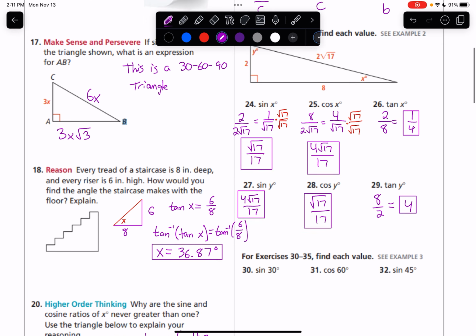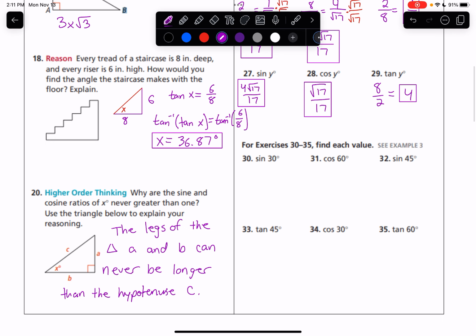All right, next, for 30, 31, 32, 33, 34, 35, these are all straight from your notes. We had an example where we found all of these out using our special right triangles. So we can just copy them into here. The sine of 30 is 1/2. Cosine of 60 is 1/2. Sine of 45 is root 2 over 2. Tangent of 45 is 1. Cosine of 30 is root 3 over 2. And tangent of 60 is the square root of 3, just copying those down from before.